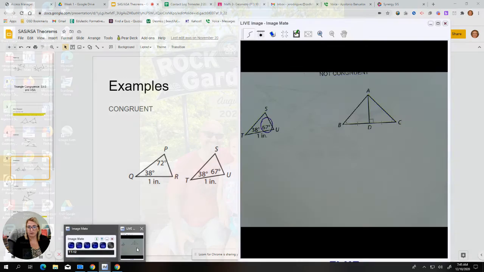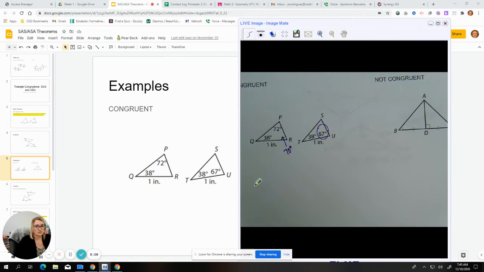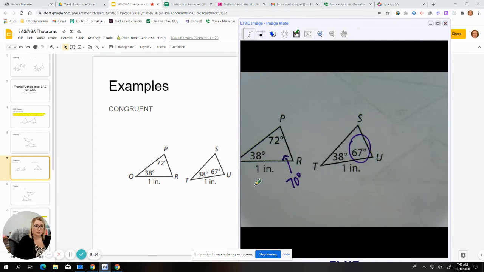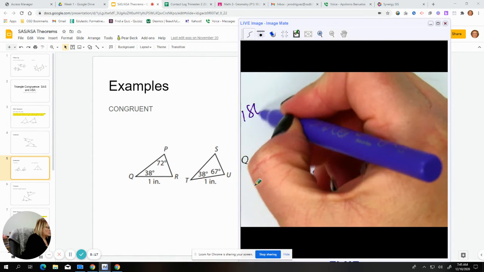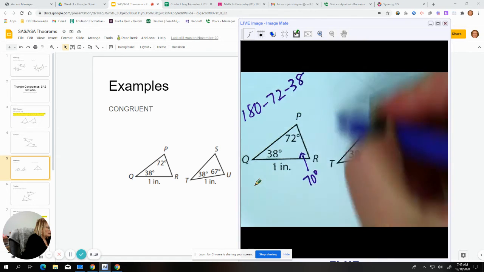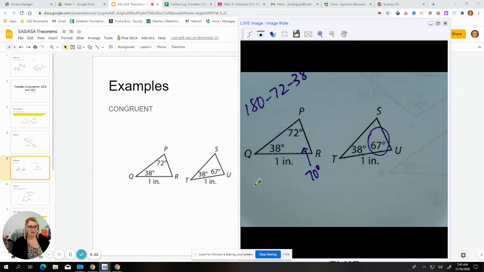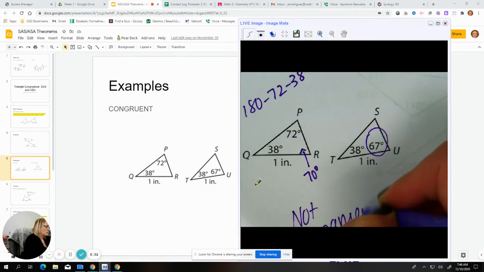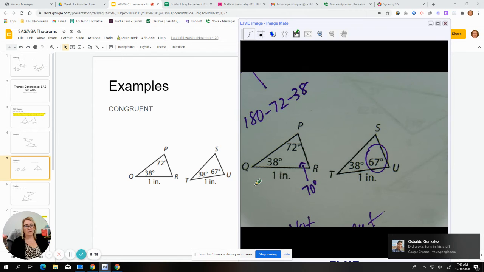in order for it to be considered a congruent triangle. Let me zoom in just a little bit because it is a little bit smaller. I took 180, subtracted 72, subtracted 38, and I found that that angle is 70. And the only way that angle side angle works here is if this angle is 67. So this is actually not congruent. Okay, so I actually messed up on that one. It's very easy to do. Like I said, you have to pay attention to all the small little details.